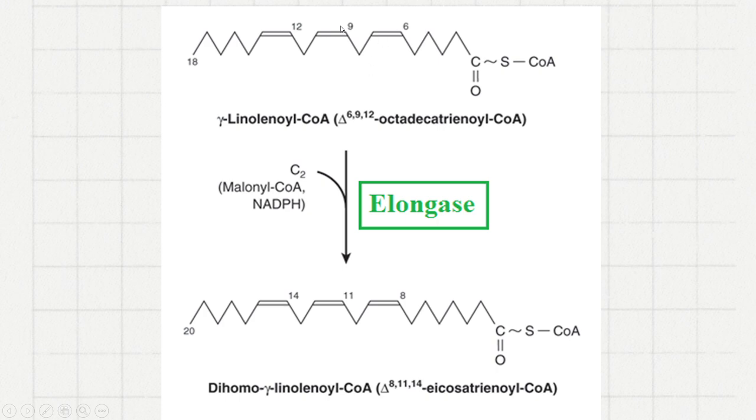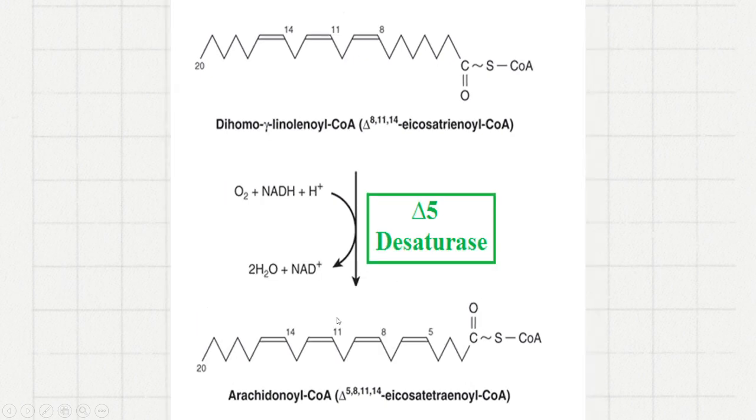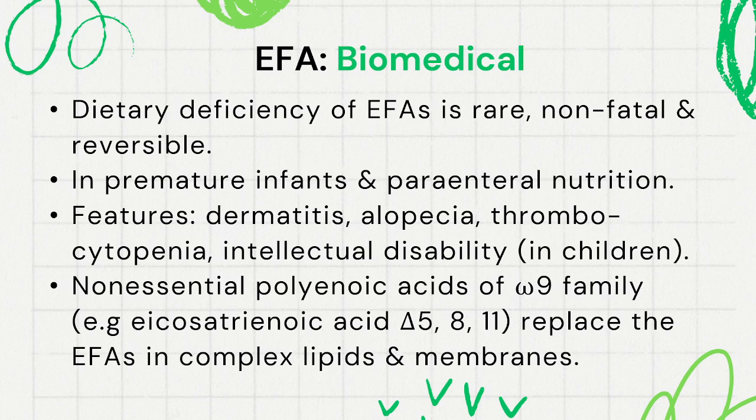Of course, the double bond numbering, as you can see here, has changed from 6, 9, 12 to 8, 11, 14. And then a delta 5 desaturase will introduce a double bond at delta 5, so 1, 2, 3, 4, 5 will be introduced here. So this is a new double bond. 1, 2, 3, 4. Now we have 4 double bonds. It is tetraenoic, and we have the 20 carbon atoms, so it is an eicosanoid CoA.